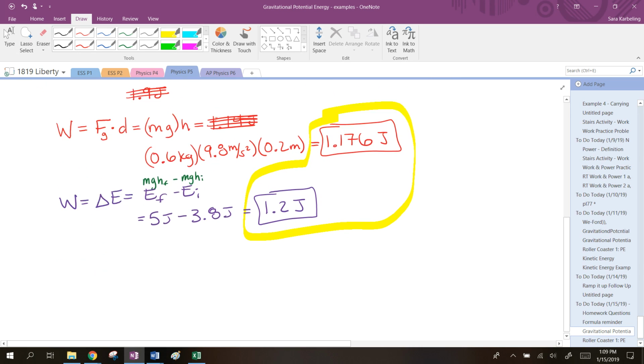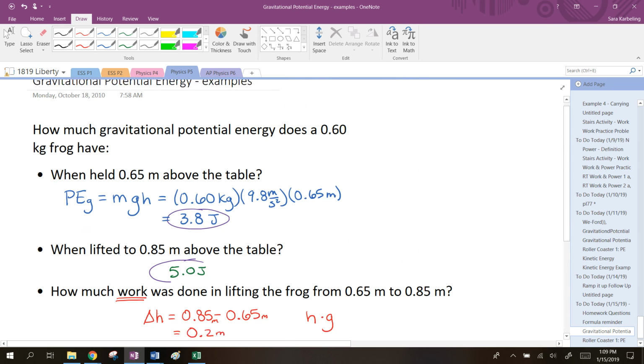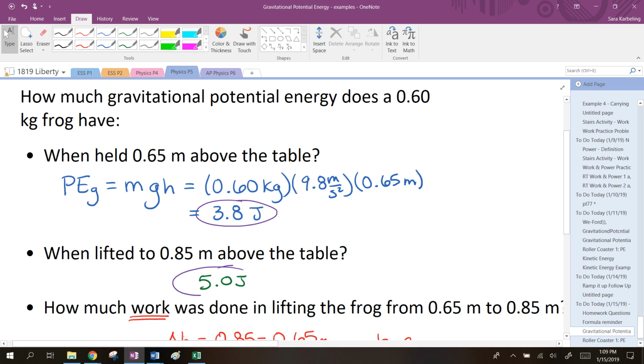Okay, I've got another follow-up to this. So actually, I'm going to go back up here so we've got our numbers that we had here. Okay, so here is my frog. 65 centimeters above the table. I asked you a minute ago when you calculated it, am I doing work when I lift it from 0.65 to 0.85? Sure, I am doing work. And as I do work, I'm changing the energy, right? Everybody's happy with that?